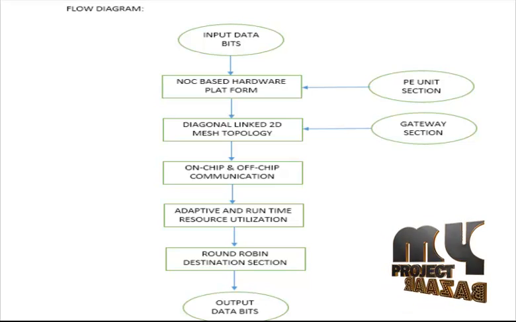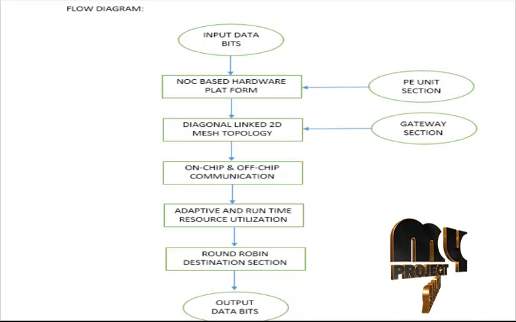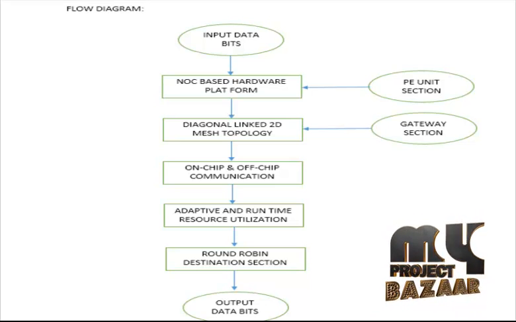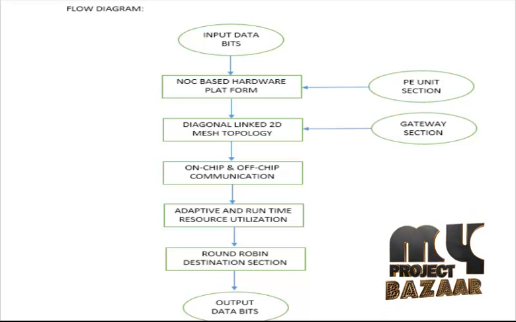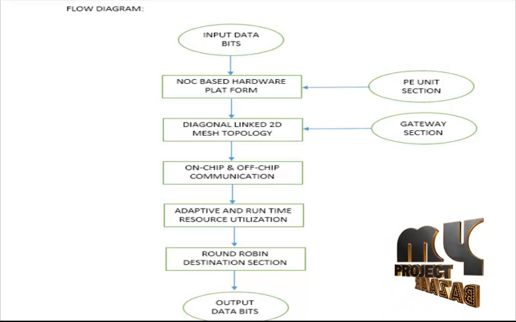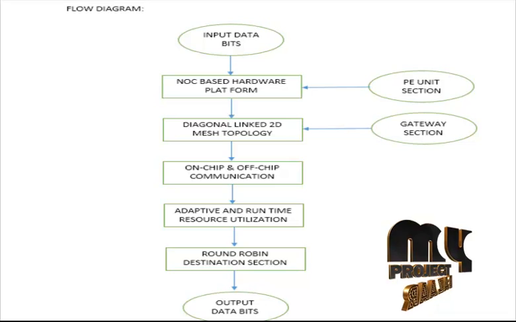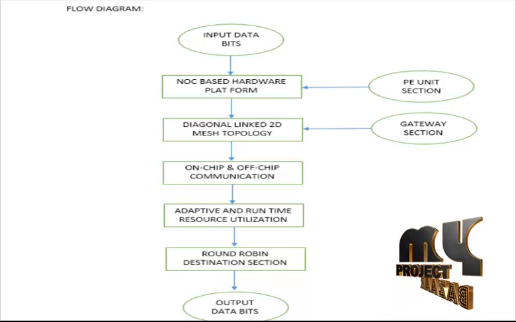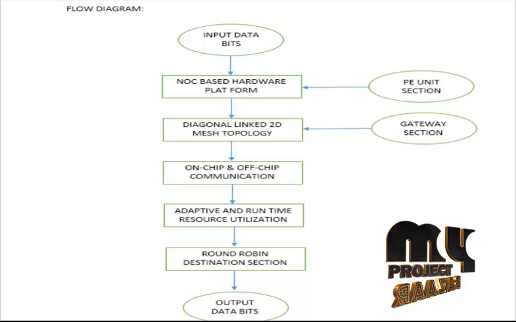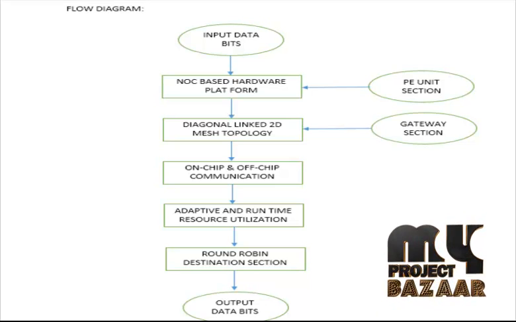And we handle on-chip and off-chip communication. This communication is utilized by the gateway section. In this gateway section, every 3x3 2D mesh topology router section is connected to the gateway, from one router section to another router section. These are the on-chip and off-chip communications maintained by the overall source and destination based process.